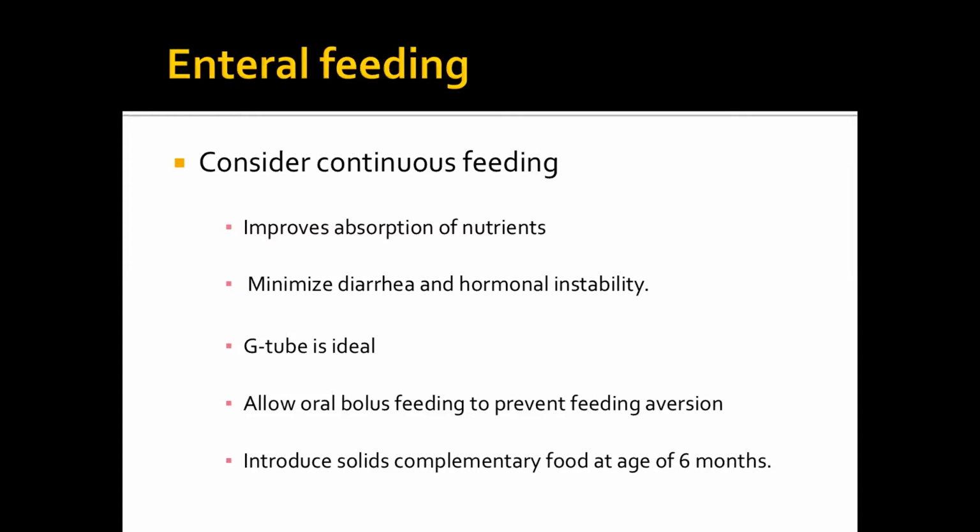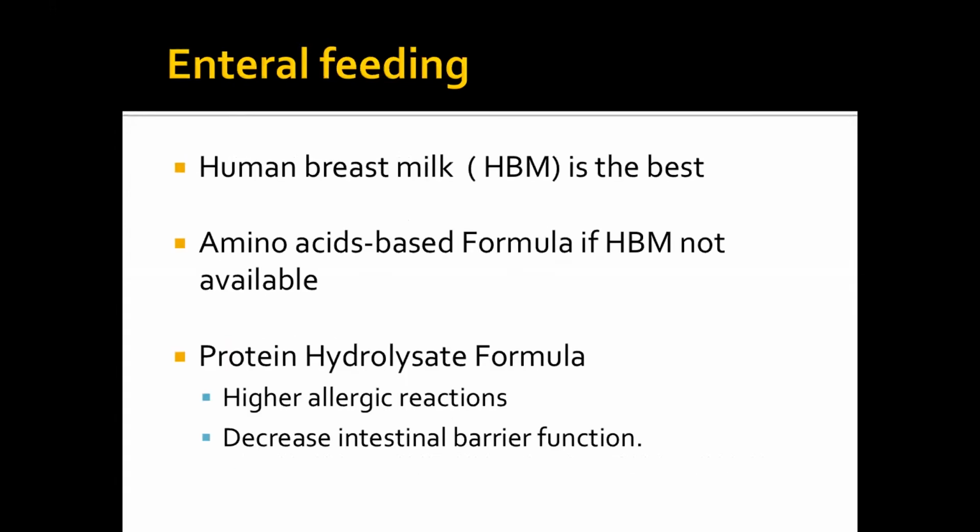You can allow bolus feeding to prevent feeding aversion, oral feeding, typically once to twice a day. You can introduce solids as a complementary food at the age of 6 months. The composition of the feeding: human breast milk or expressed breast milk is the best option. If you don't have it, then an amino acid-based formula, such as Neocate, is an alternative.